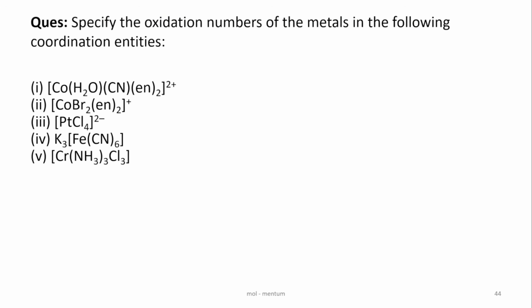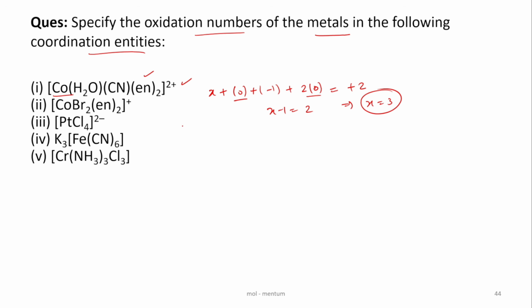Okay, now these are the questions that you should practice. Specify the oxidation number of the metals in the following coordination entities. So find out the oxidation number on this one. Again, let us assume cobalt as X, plus the contribution by water is 0 because it is neutral, so I'm writing 0, plus cyanide, whose contribution is -1, plus en2, ethylenediamine, again contribution is 0 because it is neutral, is equal to the total charge on the complex, which is written as plus 2. So X plus 0 plus 0, X minus 1 is 2, so X will be plus 3. So the charge on this cobalt is plus 3.